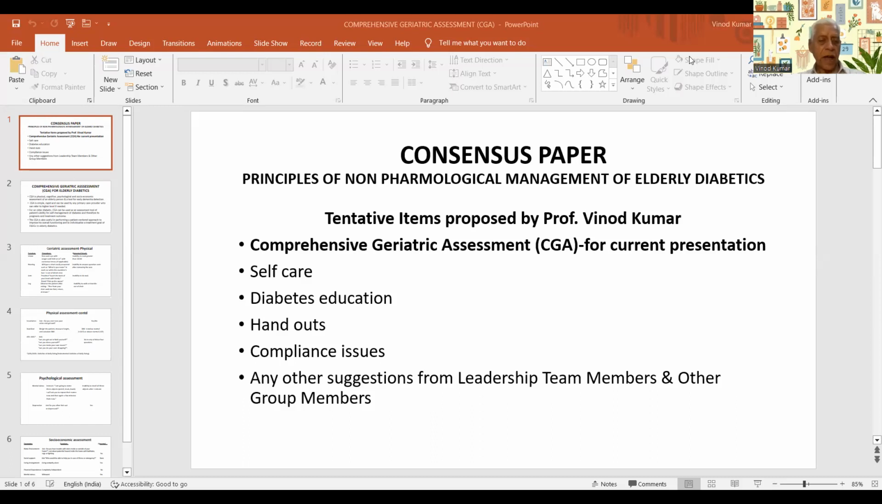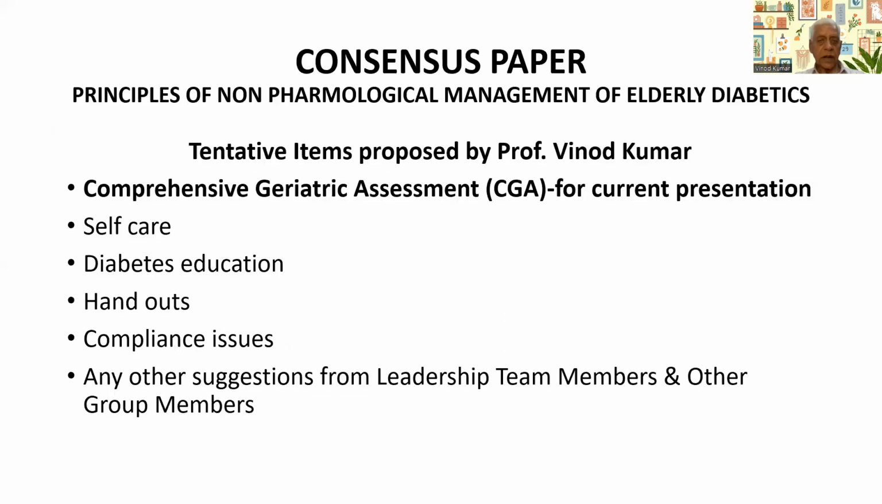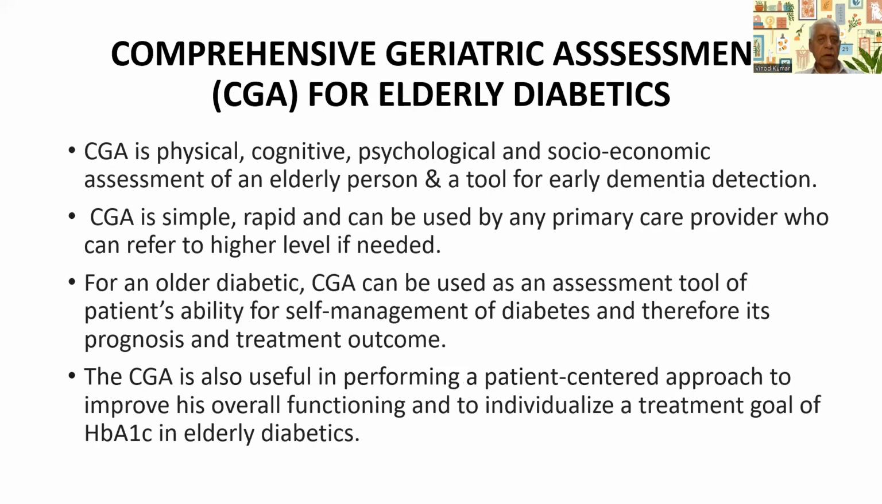However, the other items that I have tentatively proposed are all provisional, including self-care, diabetes education, handouts, compliance issues for elderly diabetes, and any other suggestions that may arise from our esteemed members of the leader team and the other group members. So I look forward to those suggestions in order to complete the consensus paper in due course of time. So coming to the current presentation about the consensus paper, that is the first slide.